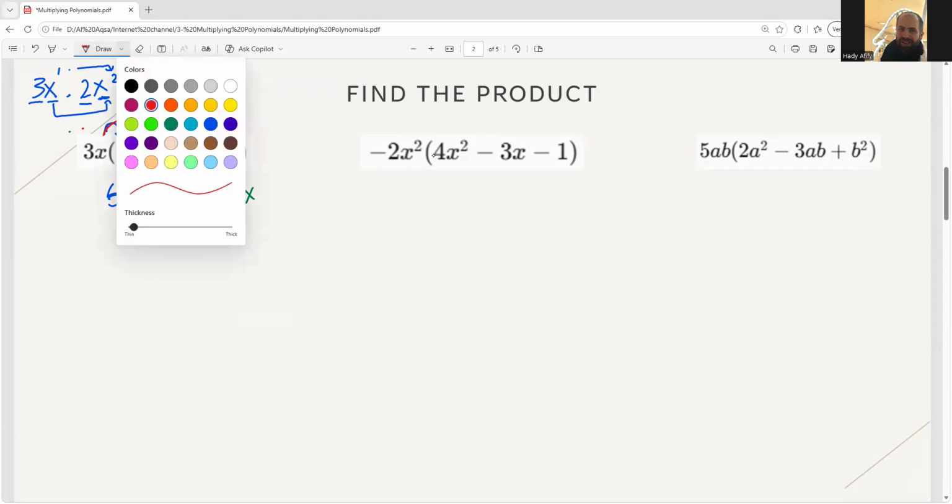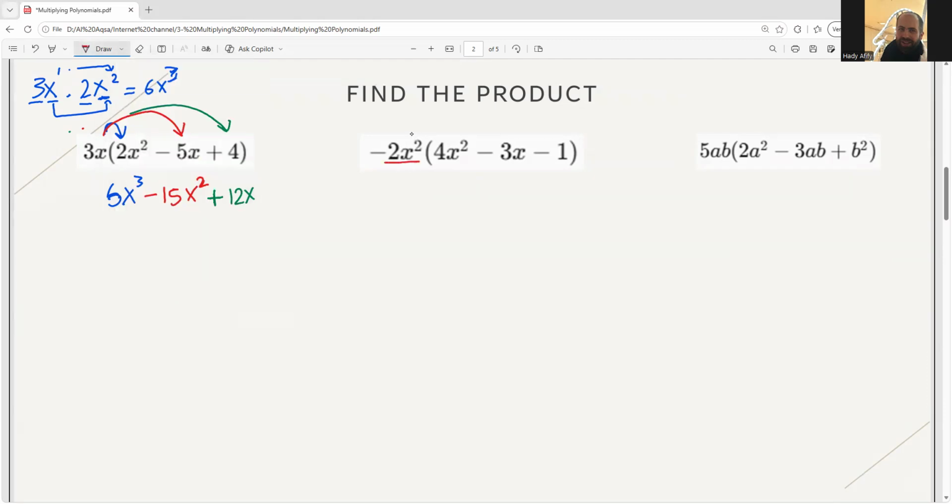Okay, so let us begin with the next one. I have negative 2x squared. If you multiply it by 4x squared, negative 2 multiplied by 4 will get you negative 8. Then I have x squared multiplied by x squared. You're going to add the powers, 2 plus 2, you get x to the power of 4.